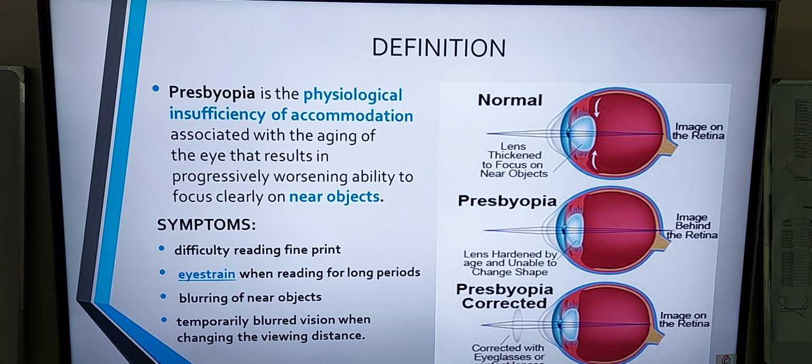So, how will the patient present to us? He can present with difficulty reading fine print, eye strain when reading for long periods, blurring of near objects, and temporarily blurred vision when changing the viewing distance.